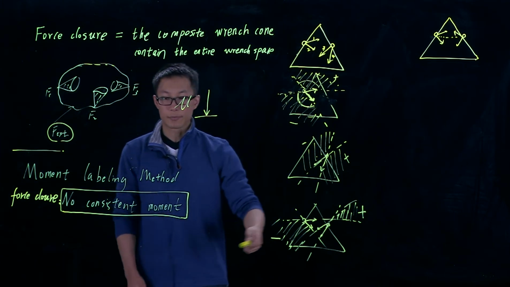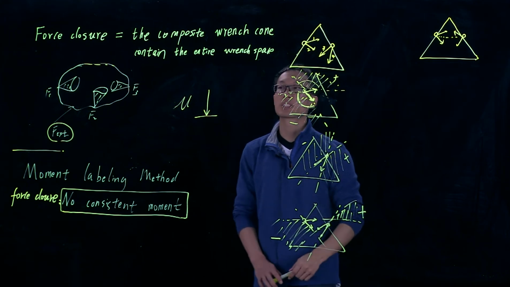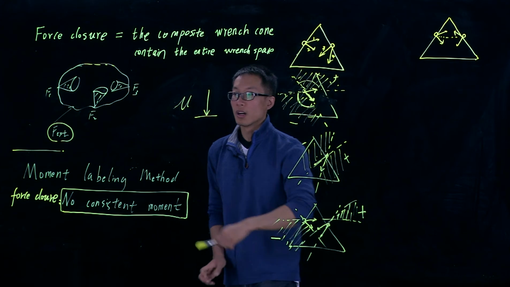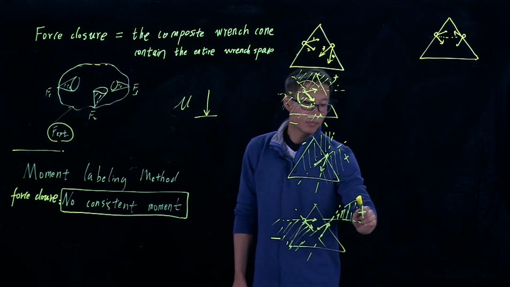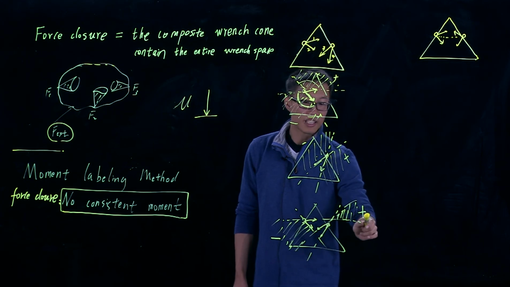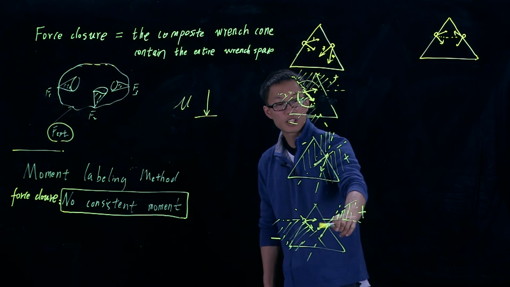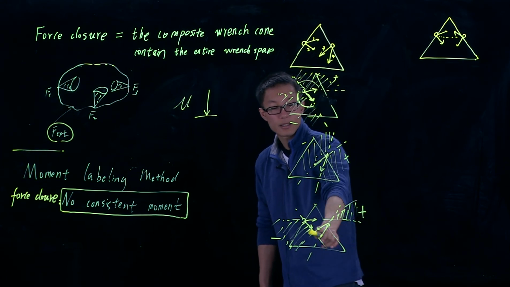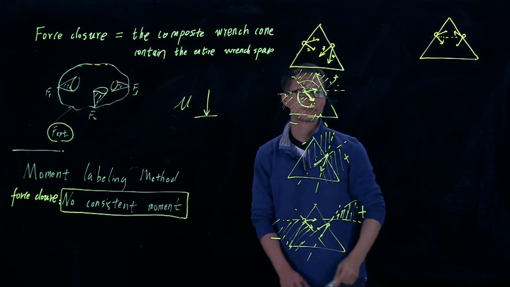For this case, we can see there are two areas that have consistent moment, so it's not force closure. Think about it. If an external force gives a positive moment in this area, the composite of these two wedge cones cannot balance such an external moment, because the composite of these two wedge cones always has a positive moment in this area.